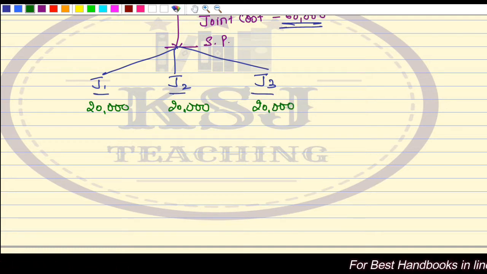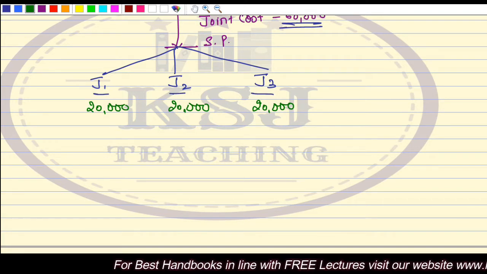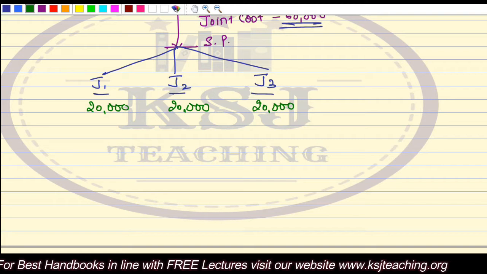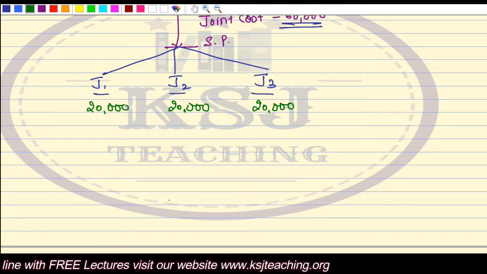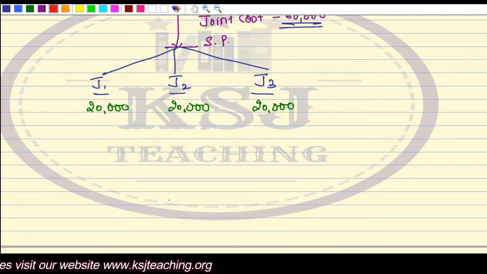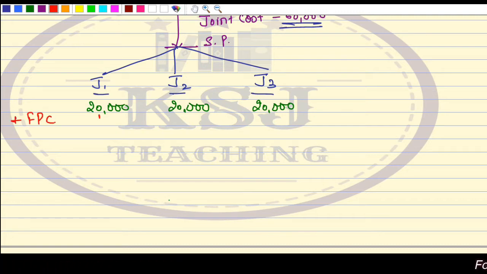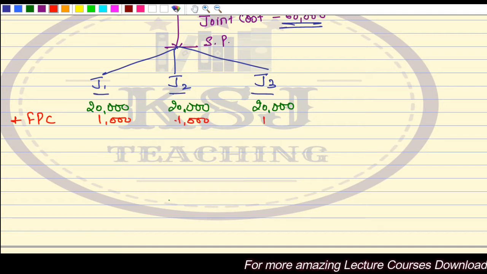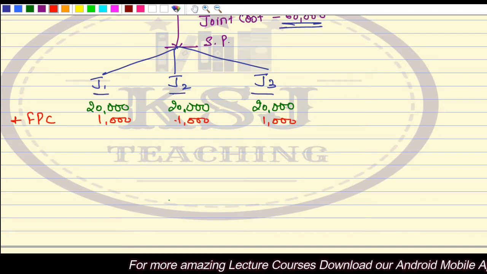Clear? After that, I say that these products cannot be sold in the market as such. You need to do some further processing on these products. So I will add the further processing cost to this, say 1,000, 1,000 and 1,000.